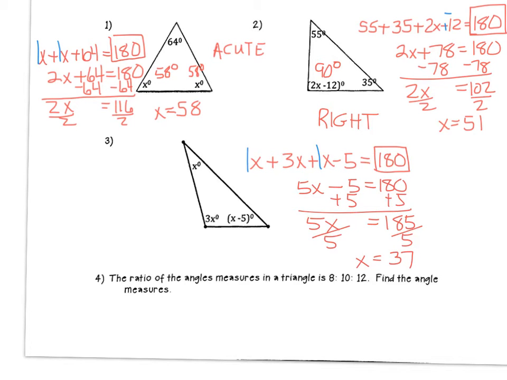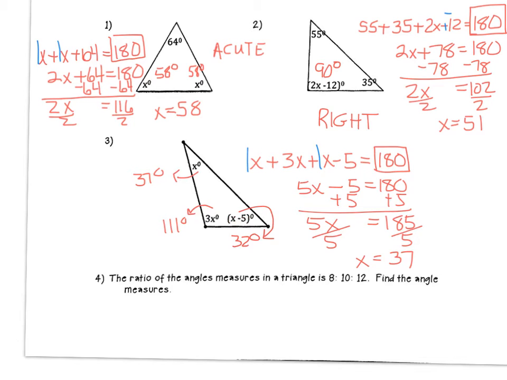That's x. You're not done. You have to take that x and substitute it back in. So x is 37. Alright, so that angle right there is 37 degrees. This one we have to go 3 times x. 3 times 37 will be 111 degrees. So that's this one. And then for the last one, x minus 5, x is 37, and 37 minus 5 would be 32 degrees. So that's the last one.